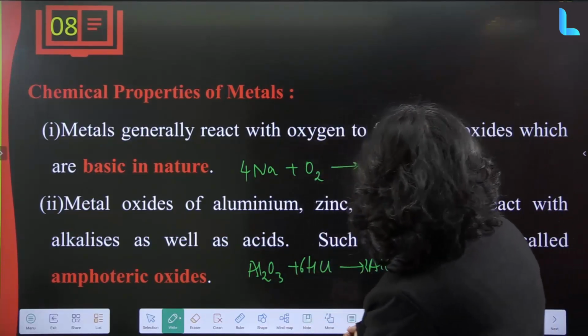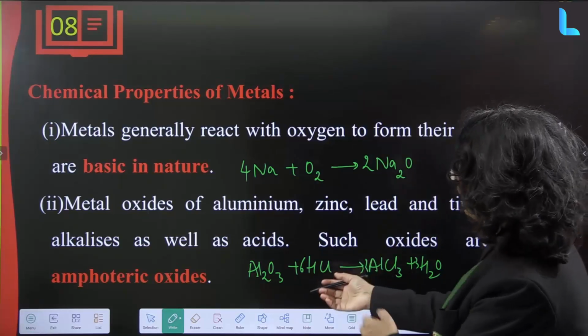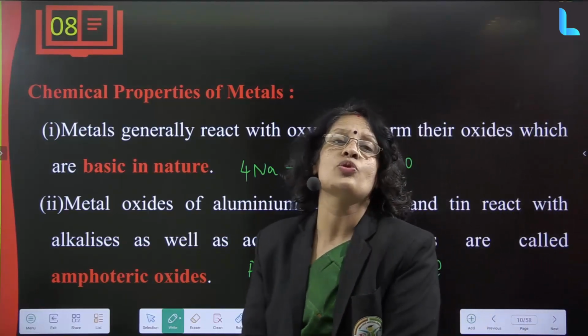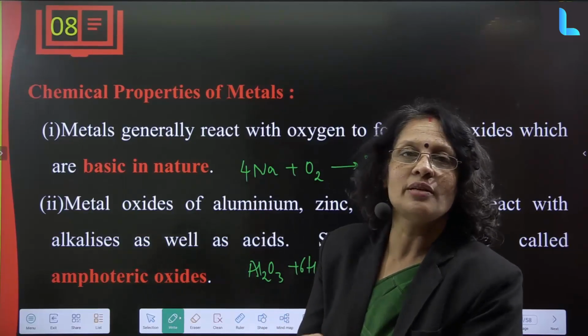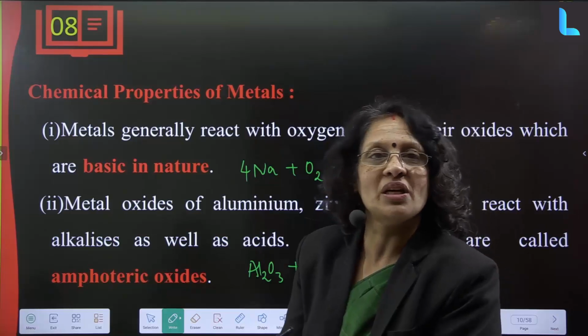Aluminium oxide reacts with HCl to give aluminium chloride. Similarly, aluminium oxide reacts with NaOH to give sodium aluminate. So it can react with acid as well as base. When it reacts with acid it behaves like a base, and when it reacts with a base it behaves like an acid.